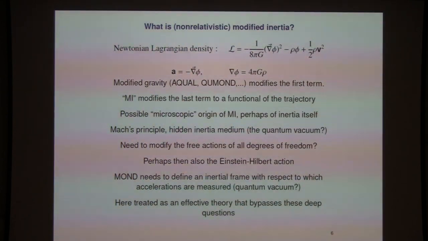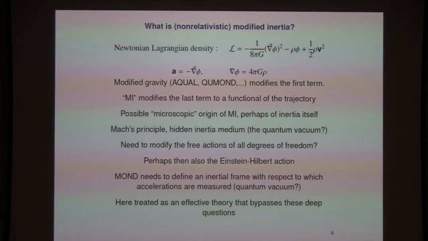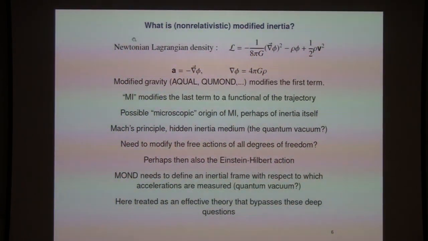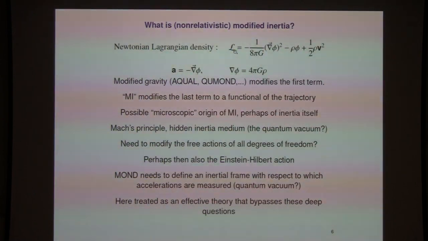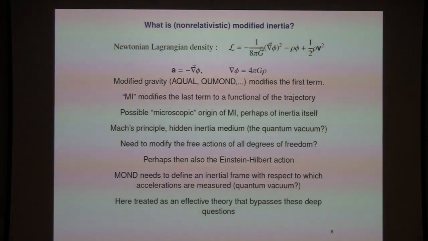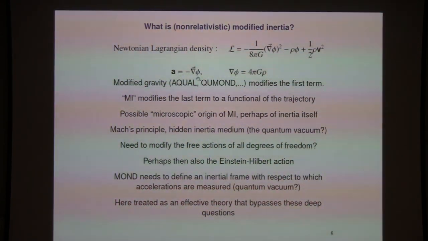So Newtonian dynamics is, I use the mouse, but I cannot see the cursor. Okay, so this is the Lagrangian of Newtonian dynamics. This is the gravitational potential. It couples to density in this kinetic term of matter. If you vary over matter degrees of freedom, you get A equals minus grad phi, so it establishes the Newtonian potential of the gravitational field, and varying over phi gives you the Poisson equation.